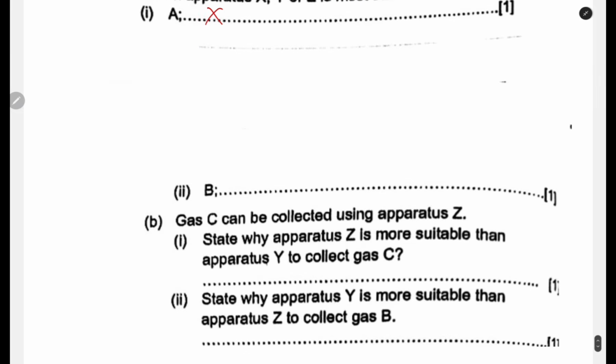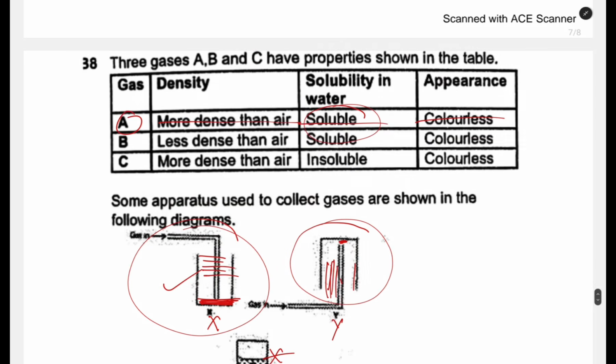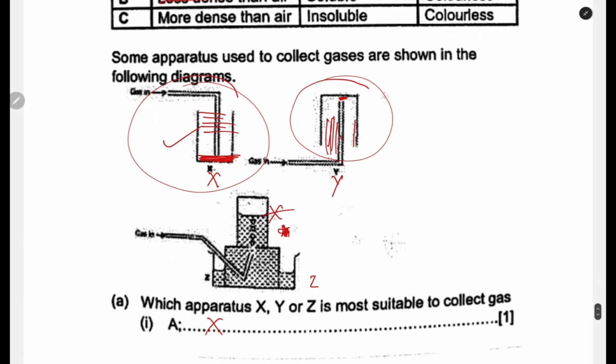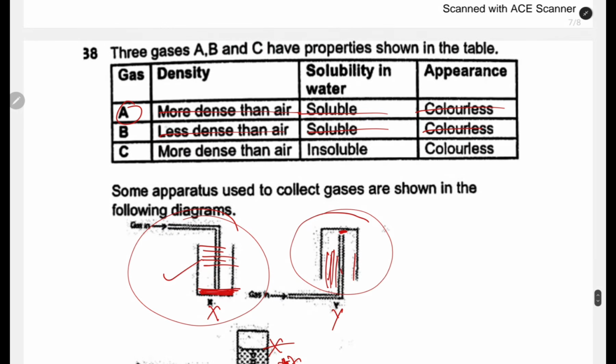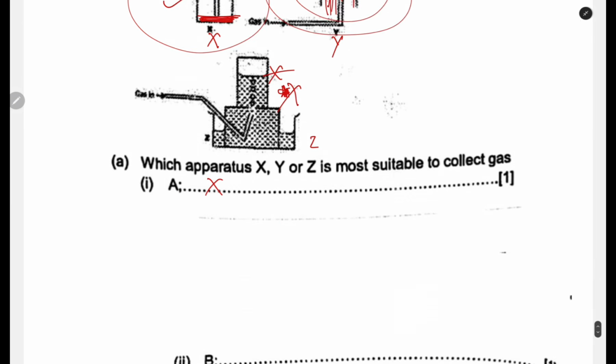Then what about B? For gas B, what are the properties? Less dense than air. It is also soluble, colorless. So it also cannot be collected by Z. Look at this. It is less dense than air, so it can be collected by this method, which is Y.